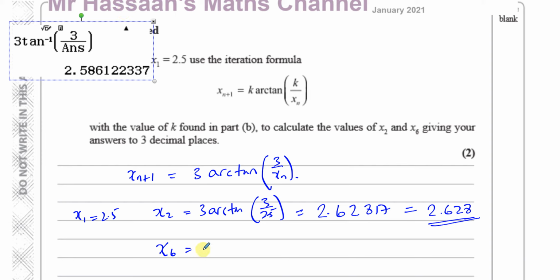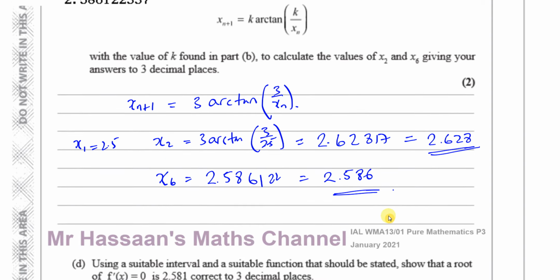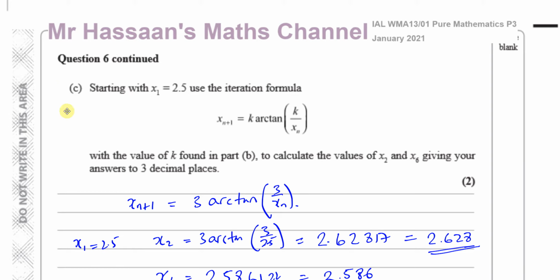So it's going to be 2.586122, which gives you 2.586 to 3 decimal places. So that's x2 and x6. Okay, and that's the answer to part B. So I can get rid of these now. That's the answer to part C, sorry.